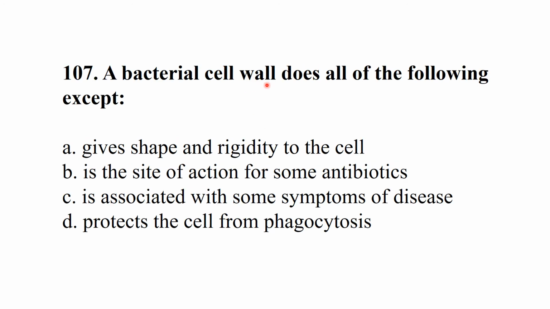A bacterial cell wall does all of the following except. The bacterial cell wall has all of the following functions: gives shape and rigidity to the cell, yes; is the site of action for some antibiotics, yes, penicillin and cephalosporin mainly act on the cell wall; is associated with some symptoms of disease, yes, the gram-negative bacterial cell wall produces endotoxins. Protect the cell from phagocytosis? No, it is not the function. So the best answer is to protect the cell from phagocytosis, meaning the cell wall of the bacteria does not protect the cell from phagocytosis.